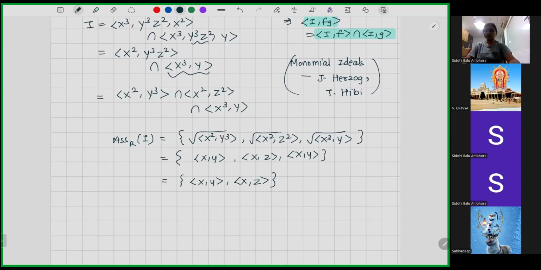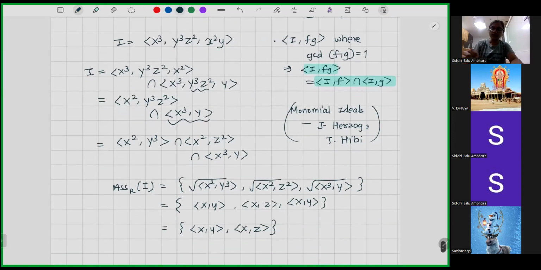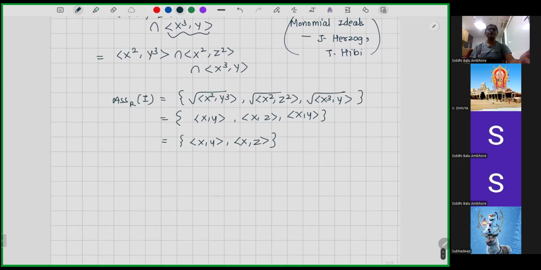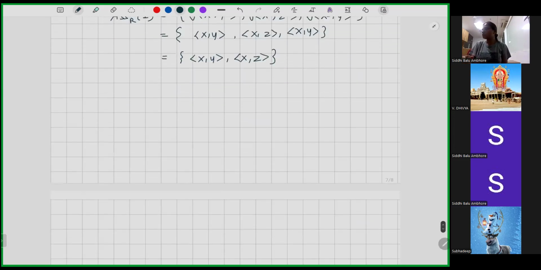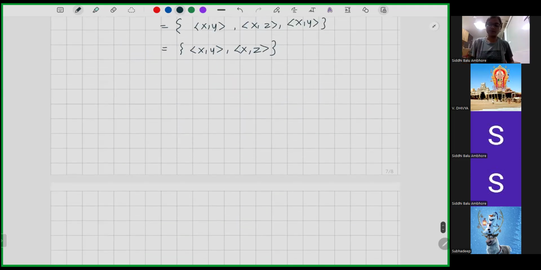Is it clear? So it has only two. Now we have associated primes. Associated primes are two. But what about minimal primes? Are these also minimal? So this is minimal because none of them is contained in the other. When we talk about minimal, we talk about minimal with respect to inclusion. Since none of them are contained in the other, these are the only minimal ones. I mean, these two become the minimal associated primes, or minimal primes, of the ideal I, or of R mod I.